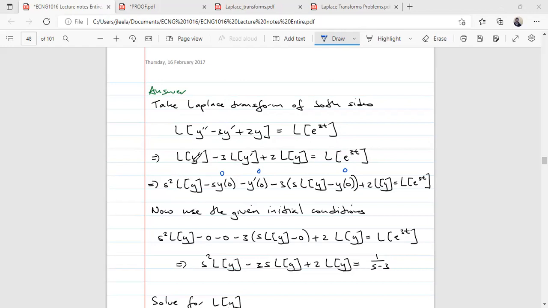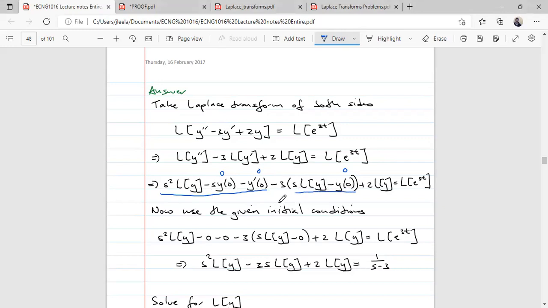So your Laplace of y double prime is s squared Laplace of y minus s y naught minus y prime naught. And your Laplace of y double prime is this here, all the way up to this. And the Laplace of y prime is s Laplace of y minus y naught, right?